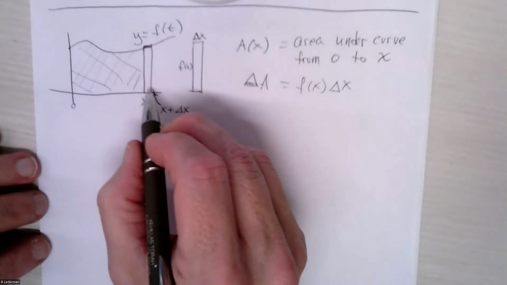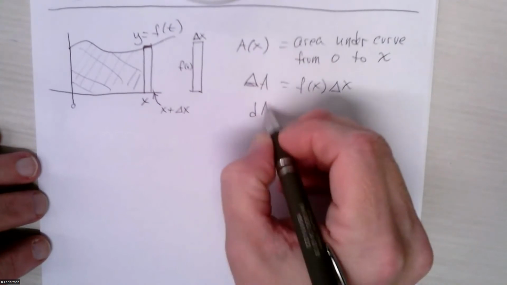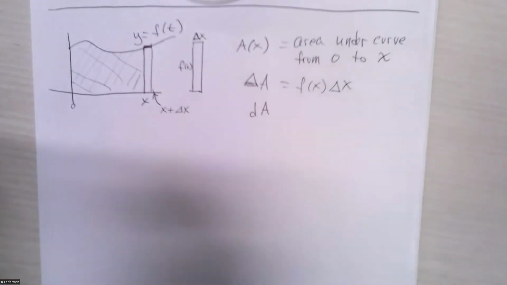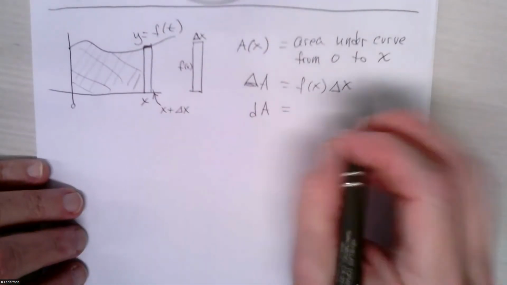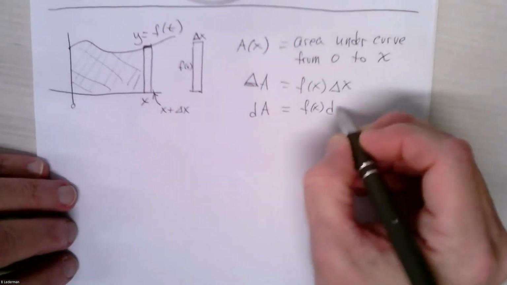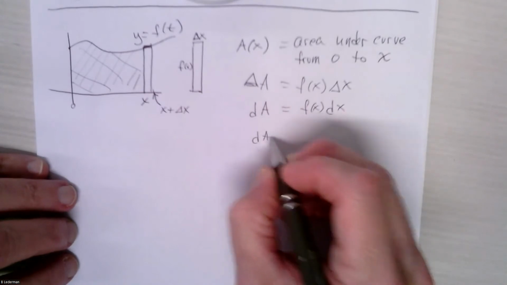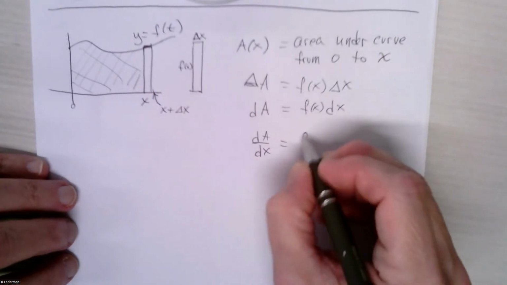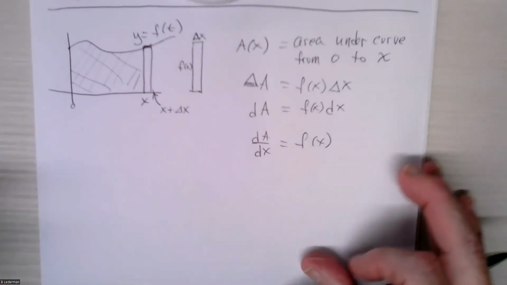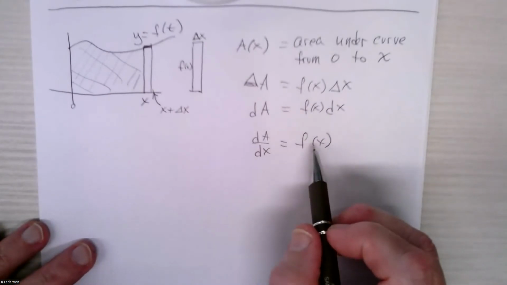Now, if I make this strip very teensy-weensy thin, then the delta A becomes a dA, because that's the whole point of calculus, infinitesimally thin things. And that equals f of x, which just stays what it is, but the delta x becomes a dx. Now I can bring the dx to the other side, so I get dA/dx equals f of x. But wait a second. This means that the derivative of the area is the original function.